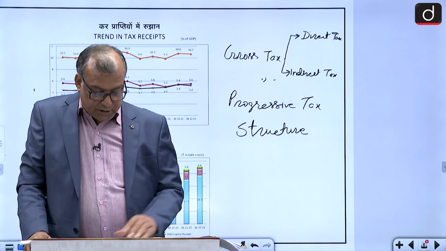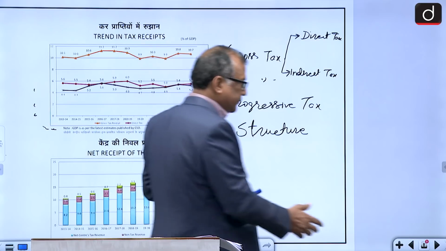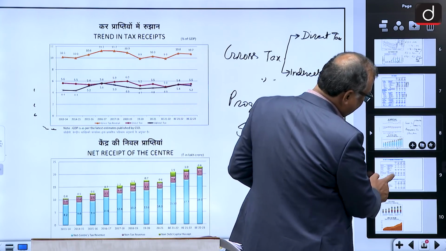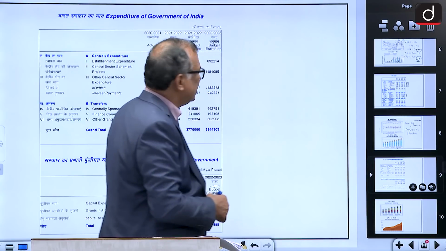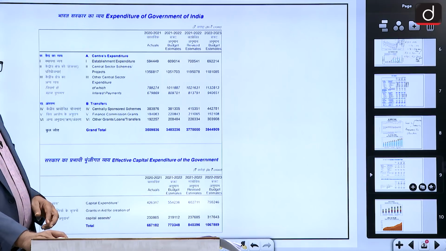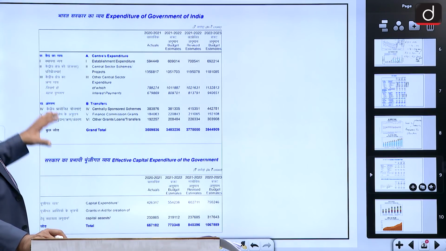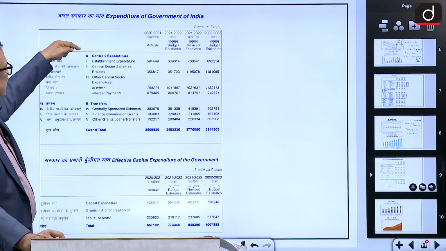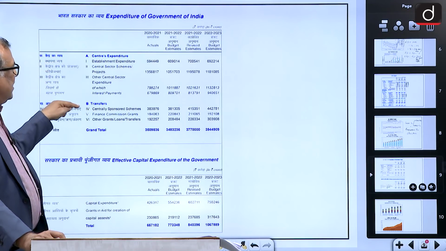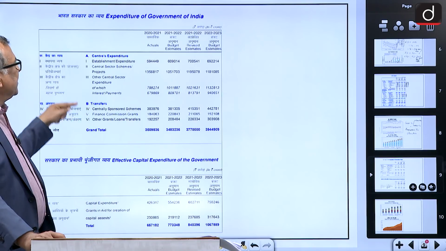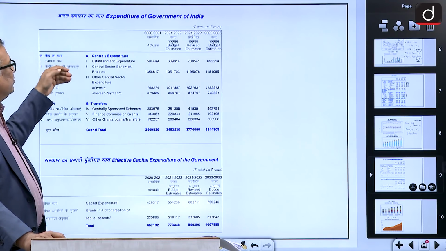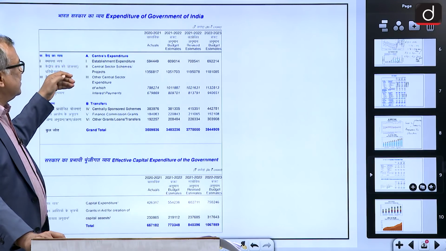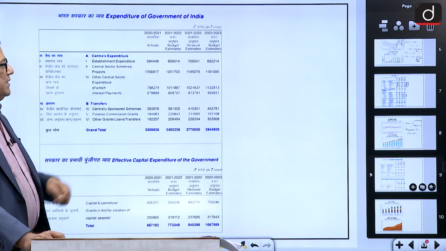Okay, next is, you have to be generally aware. They can expect you to be just aware of the document, that the overall expenditure of the government is given, the central expenditure is given as part A, and transfer to the states is given as part B. Within central expenditure, there are three components: establishment expenditure, central sector schemes and projects, and other central sector expenditures, of which interest payment is this much.